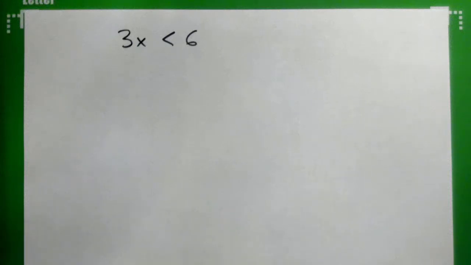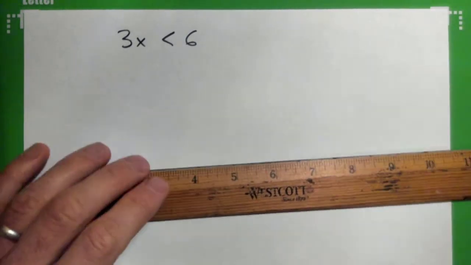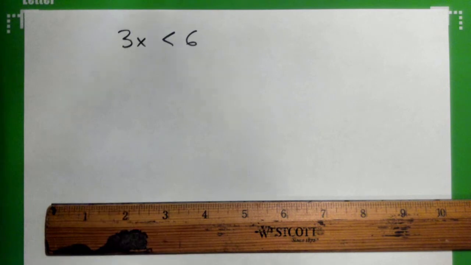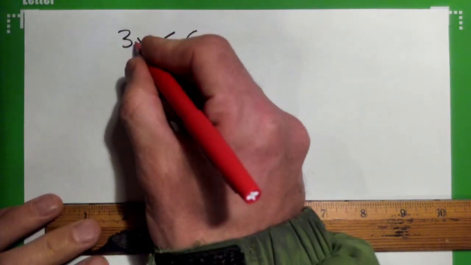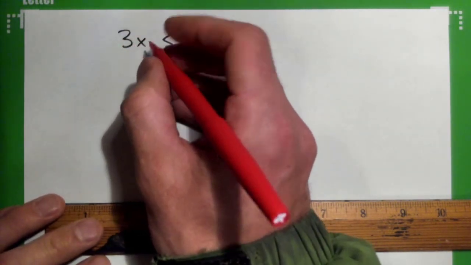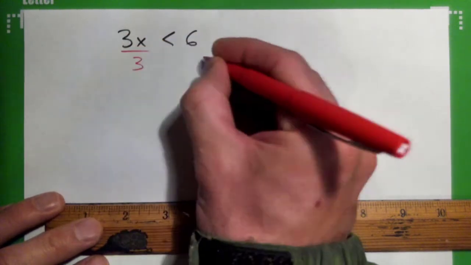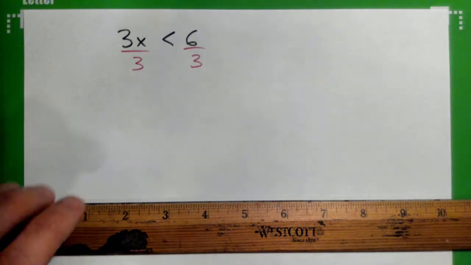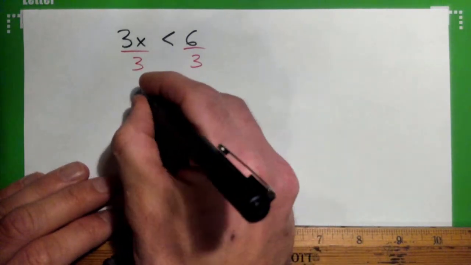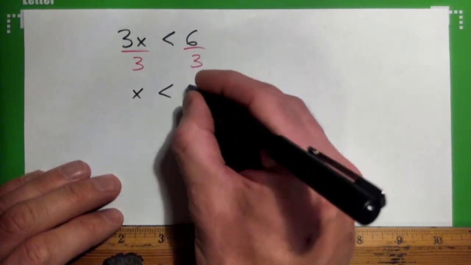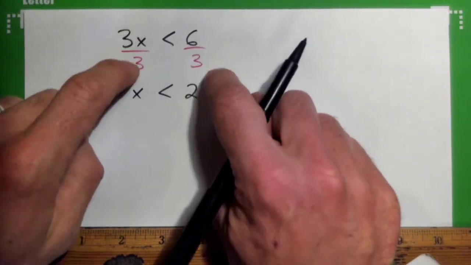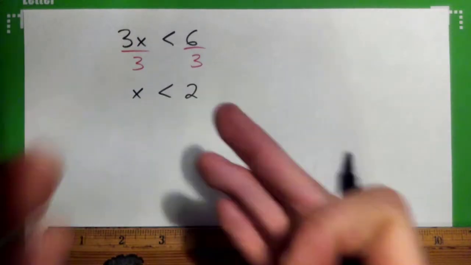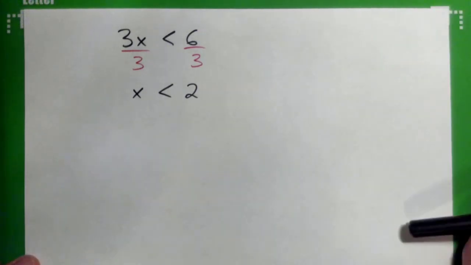So we have 3x less than 6, and we need to solve this inequality and graph the solution set, all right? So you solve it like any other equation. It's 3 times x. So to get x on its own, divide both sides by 3. And we get x less than 2. So when I divide by a positive, the inequality stays in the same direction, right?